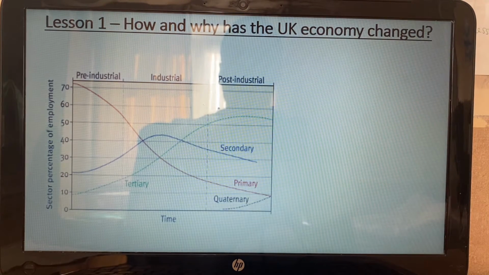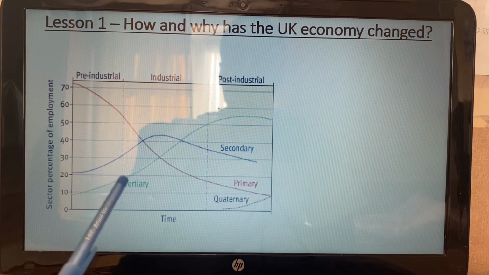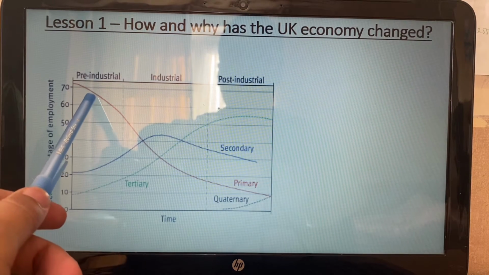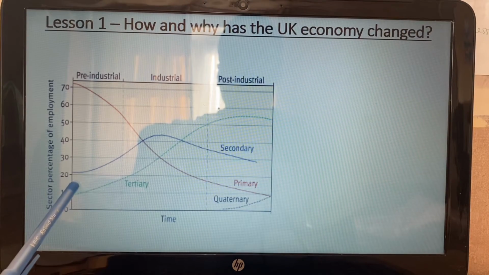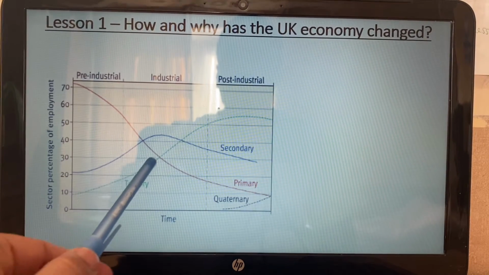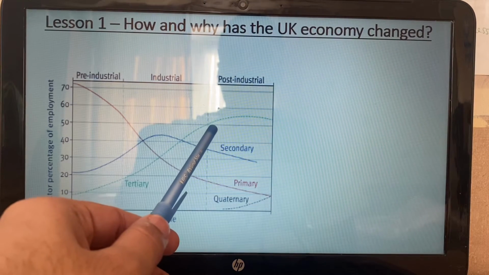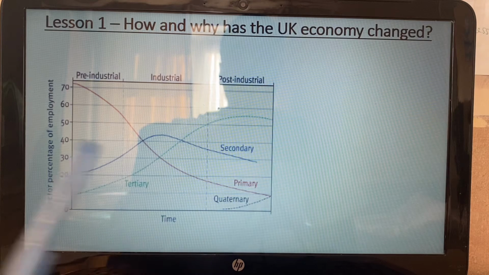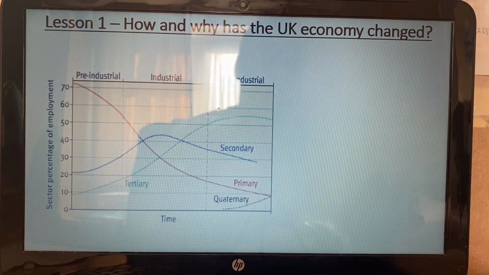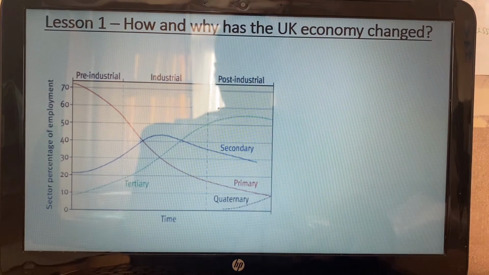But very quickly, looking at this graph, you should be able to understand the four different sectors. The primary sector took a massive decline over the period of time. We've got the secondary, and then the tertiary massively growing, especially after the post-industrial period. The quaternary is also definitely growing in the post-industrial period. So being able to describe this on a graph is very easy.